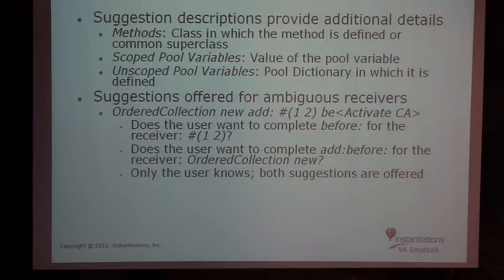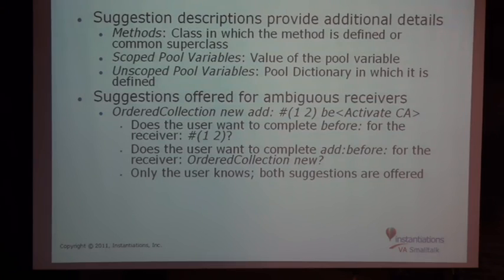So our suggestion descriptions provide additional details about what's going on. For methods, we don't just provide the name of the method, but we'll provide the class name that provides that method as sort of a clue, perhaps, to whether that method is the one you're looking for. For pool variables, we'll provide the value of the pool variable.